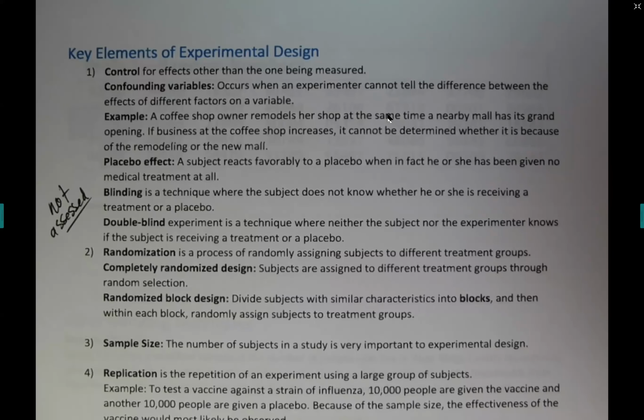Blinding, if you want to do an honest and unbiased study, you do blinding. It is a technique where the subject doesn't know whether they got the real, like if you're testing a new medication, you don't tell the subject whether you're giving them a real medication or giving them a placebo. So that's called blinding. Double blind is when the person who is administering the treatment doesn't know whether he is giving a treatment or the placebo.